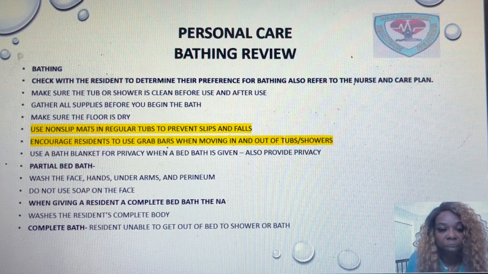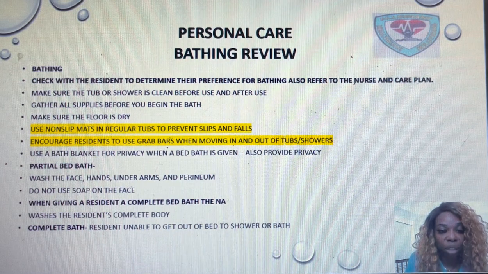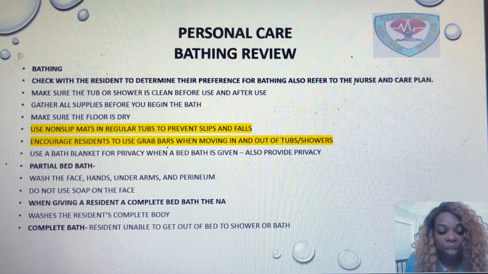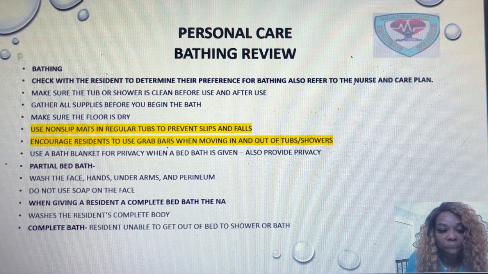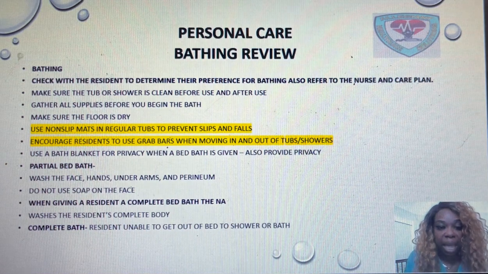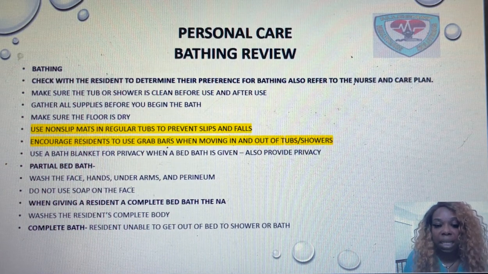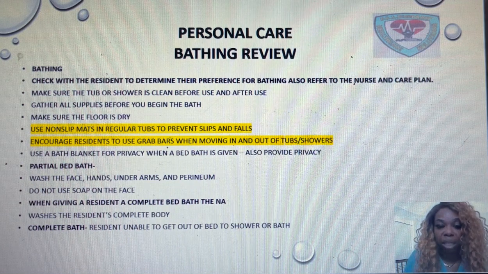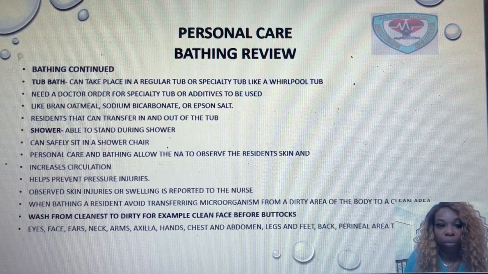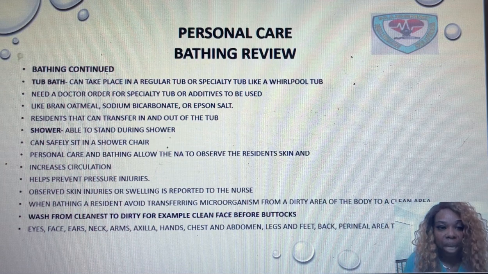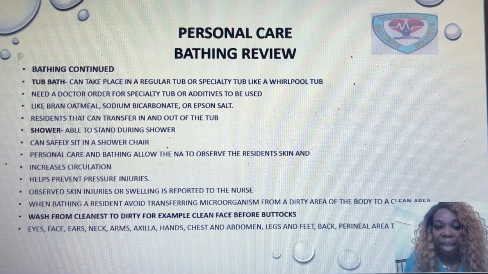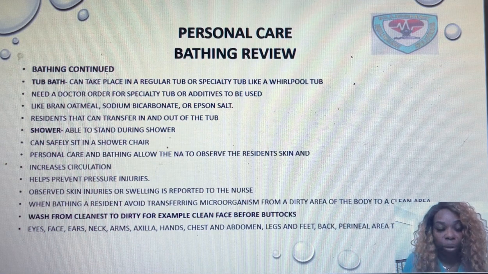When giving a complete bath, which is the opposite of a partial bath, you're going to wash the resident's entire body. Your complete and partial bath are going to be given to residents that have difficulty getting in and out of the bed in order to use the tub or to shower. The tub bath can take place in a regular tub or in a specialty tub like the whirlpool.